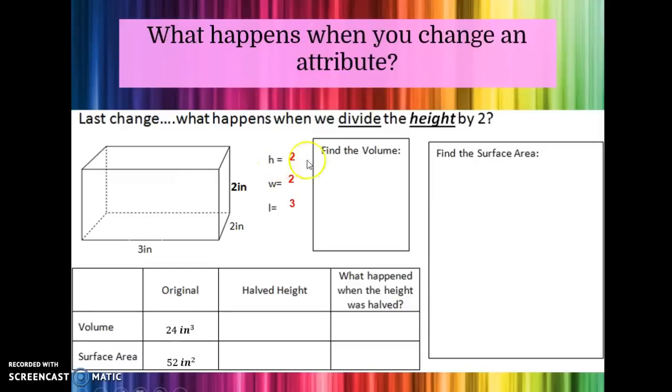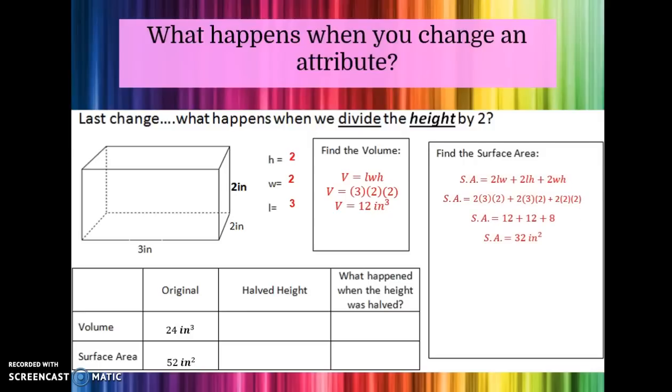So pause this video again and find the volume and find the surface area. Now that you're back, you should have found the volume was 12 inches cubed. And you should have found the surface area was 32 inches cubed. Well, let's see. So our original was 24 inches, and taking this value and putting it into our table, we got that when we halve the height, we got 12 inches cubed.